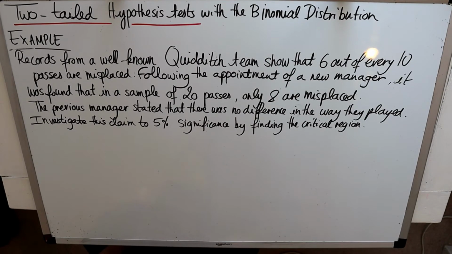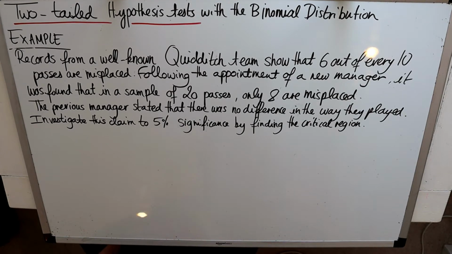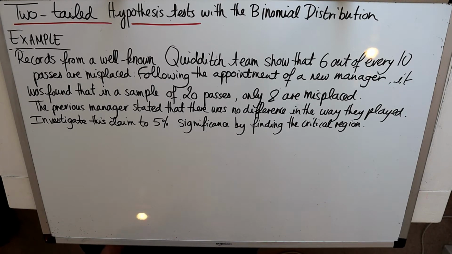So, records from a well-known Quidditch team show that 6 out of every 10 passes are misplaced. Following the appointment of a new manager, it was found that in a sample of 20 passes, only 8 were misplaced. The previous manager stated that there was no difference in the way that they played. Investigate this claim to the 5% significance by finding the critical region, and I'm also going to find the actual level of significance as well, just because I can.